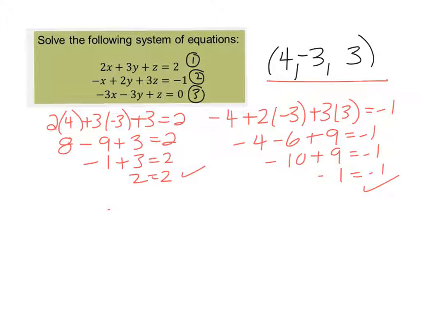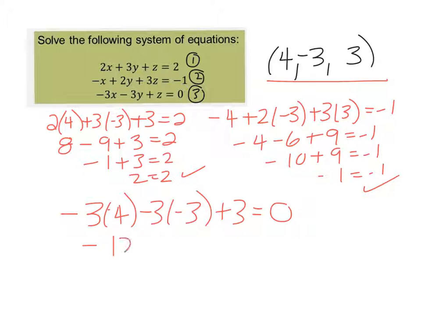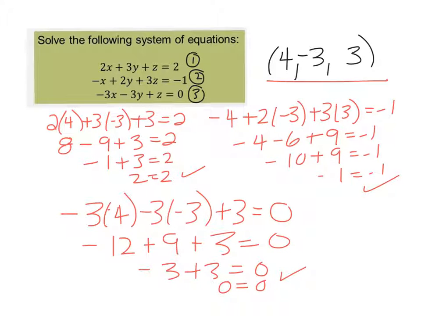And in our third equation, we substitute the 4 for x, negative 3 for y, and the 3 for z, and we're going to see if that's equal to 0. So negative 12 plus 9 plus 3 equal to 0. We have negative 3 plus 3, and 0 is equal to 0, so it is okay in the third equation as well. So we can conclude that the solution of 4, negative 3, and 3 is the solution to the three equations.